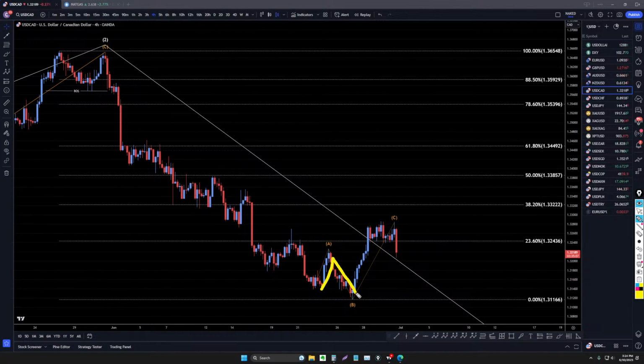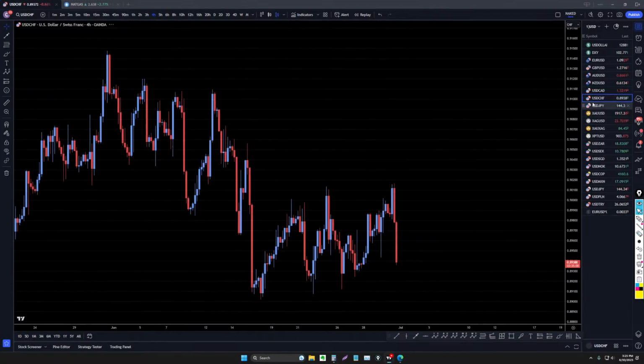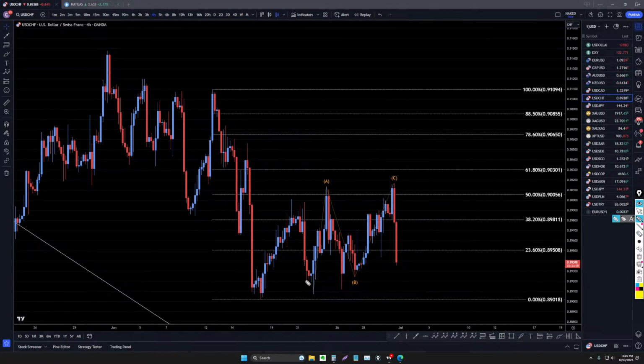US dollar Canadian. Even though it was an irregular ABC correction, we were still able to recognize that as the end of an ABC correction. This one I think was very, very clear. A, 3 waves down. B, uptrend. C, 50% Fibonacci, impulsive move down, all kinds of breaks of structure. Very, very clear entry to go short.